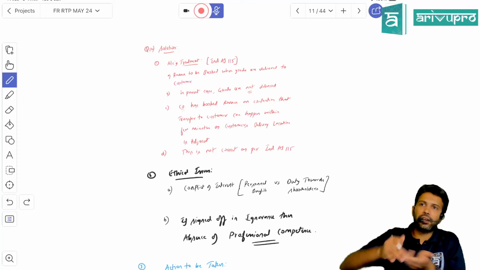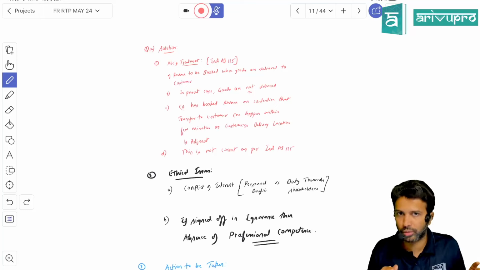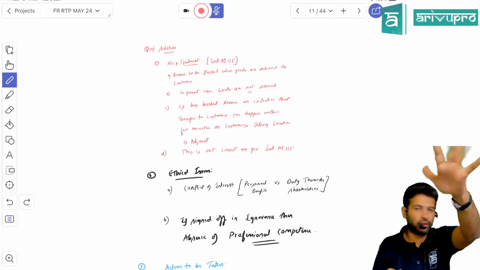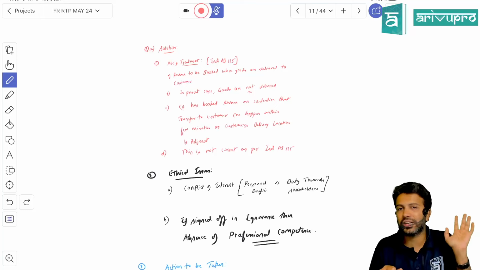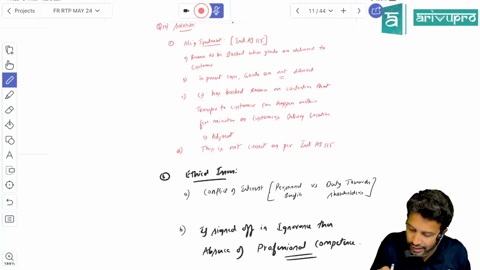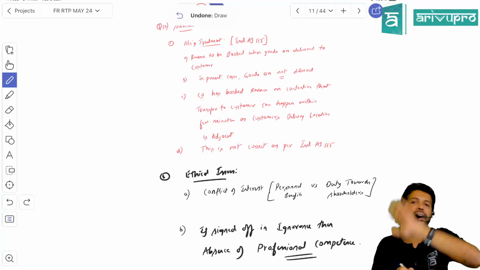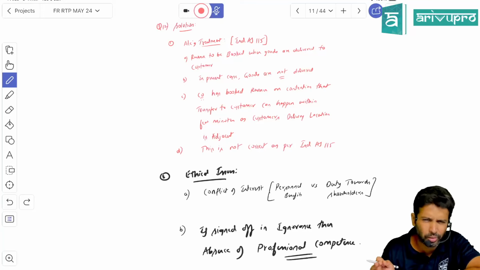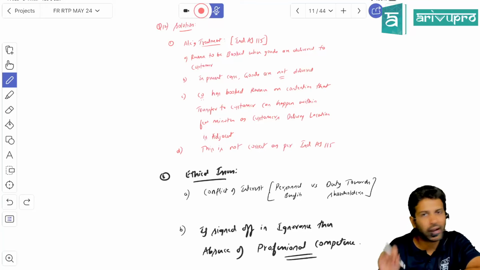So the company is saying our customer's factory is next to us only, so delivery can happen within a few minutes. That contention is not acceptable. So basically what they have done is currently violating Ind AS 115. Write 2-3 points on that. Okay, no need to write too many. That is on the accounting treatment part.